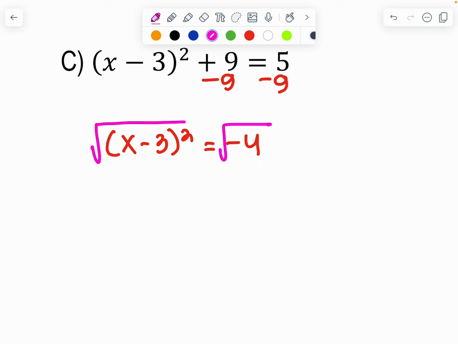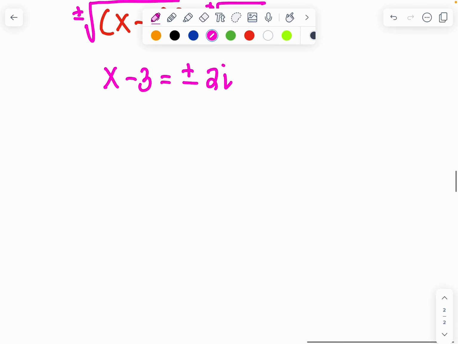Square root. Don't forget to account for both the positive and negative solution when you square root. x minus 3 equals plus or minus. So I see a negative underneath the square root, so I know i is in the answer. And do I know the square root of 4? Yes, it's 2. So plus or minus 2i.